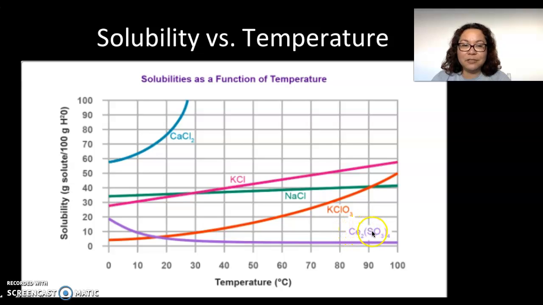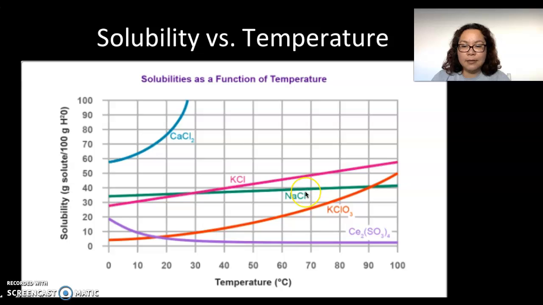This compound shows a decrease in solubility. If you start off with 0 degrees temperature here, it actually decreases. You see the slope going down as the temperature increases. It's just a really weird compound here. Ce2(SO4)3, otherwise known as cerium-3 sulfate. But the other compounds, in general, are increasing as the temperature increases.